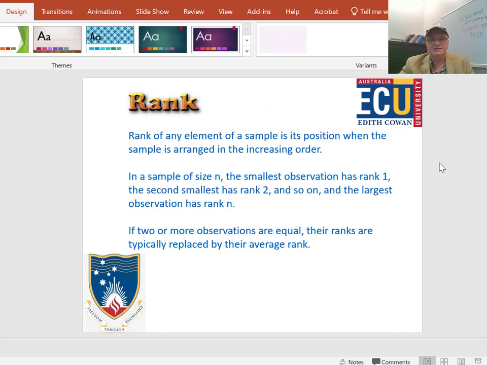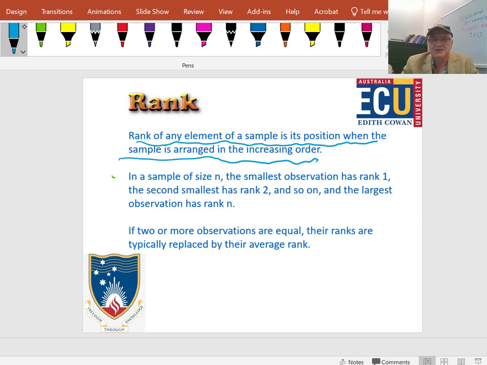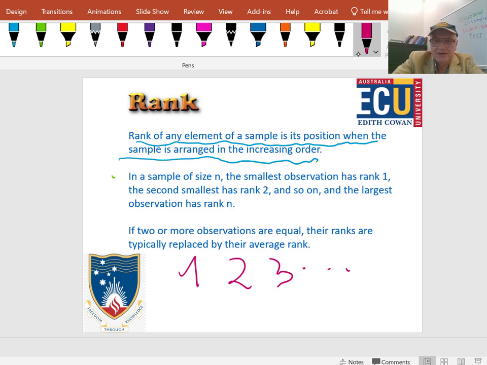All right, so let's now go on. What is a rank? The rank of an element in the sample is its position when we arrange the sample elements in increasing order from the smallest to the largest. So the smallest observation will get rank 1, then the next one rank 2, rank 3, and so on. If we have exactly the same observations, we replace the ranks by the average rank.